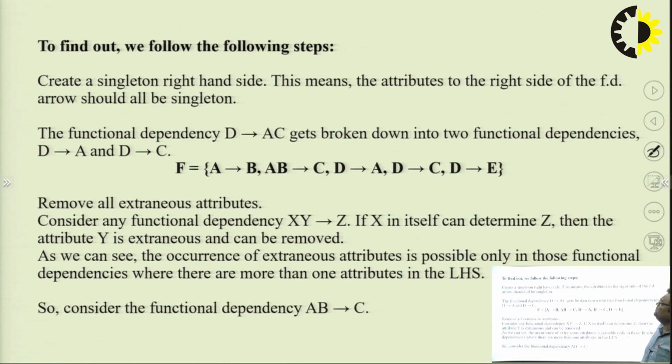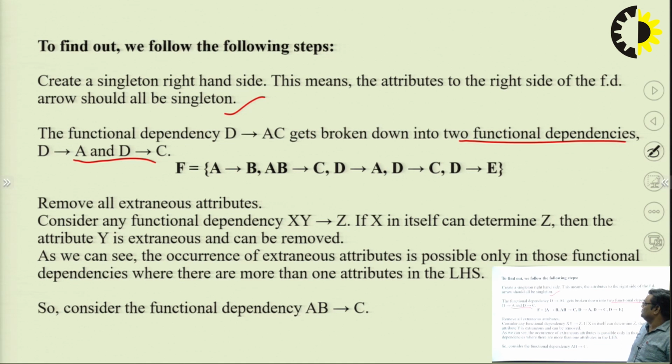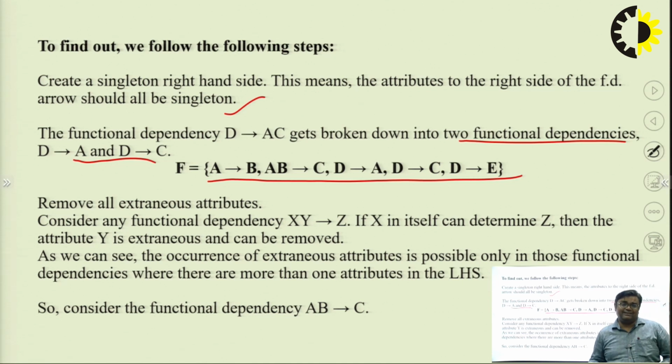So to find out, we follow the following steps. Create a singleton right hand side. We have to make the right hand side a single attribute. This means the attributes to the right side of the functional dependency arrow should all be singleton. Like the functional dependency D to AC gets broken down into two functional dependencies, D to A and D to C. So we have the set A to B, AB to C, D to A, D to C, D to E. Now our set becomes like this. All the right sides of the functional dependencies have become single.